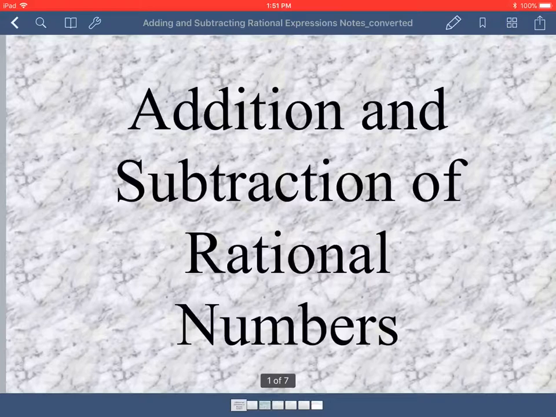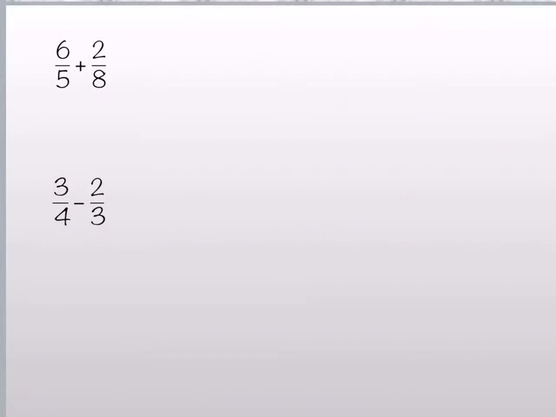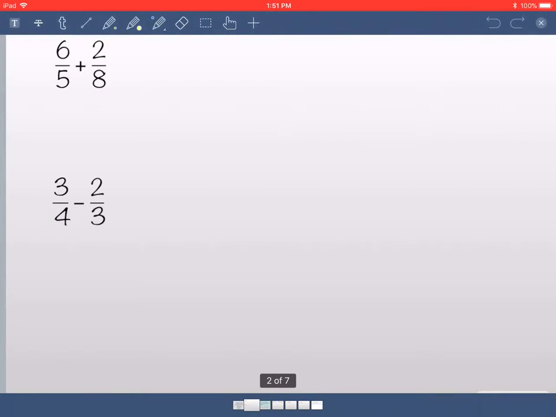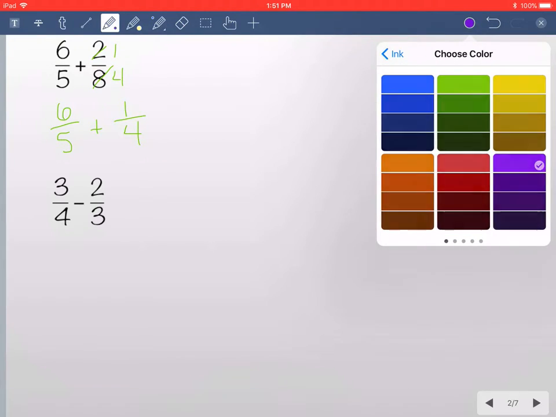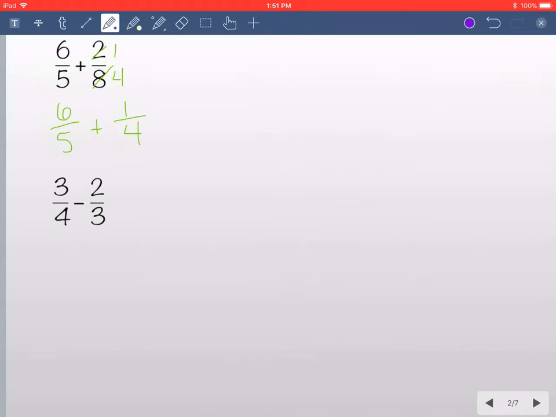a common denominator. So just to brush up on getting common denominators, we're going to do a couple of basic fractions. So 6 over 5 plus 2 over 8. What we can do here to start off is we can simplify 2 over 8 to 1 over 4. So really we're dealing with 6 over 5 plus 1/4. We still don't have a common denominator though, so to get a common denominator, we've got one denominator that's 5 and the other that's 4. So a good common denominator is 20.